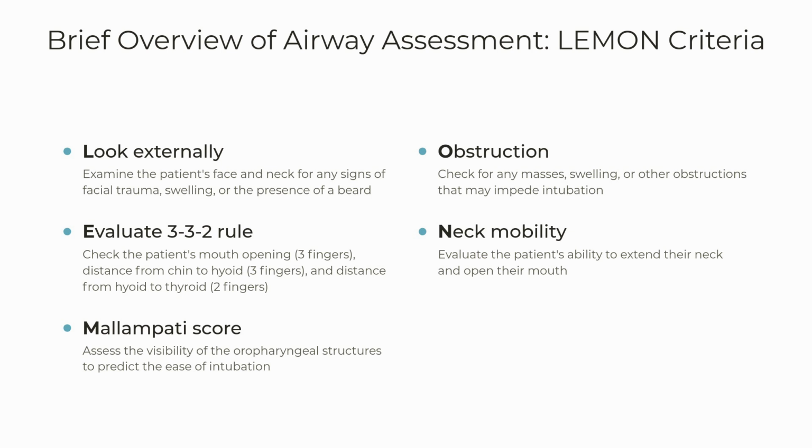O, obstruction. Swelling from anaphylaxis or a tumor complicates tube passage. N, neck mobility. Arthritis or trauma limiting extension hinders laryngoscopy. A high Lemon score might push you toward awake intubation or video laryngoscopy over standard rapid sequence intubation. We will talk about pre-intubation airway assessment in more detail in another presentation.